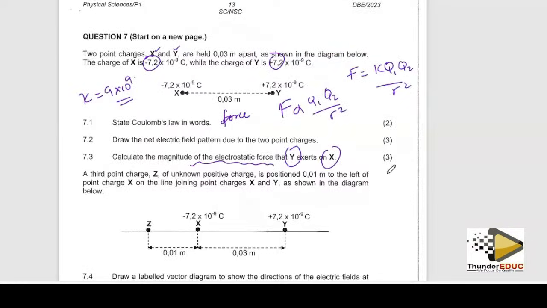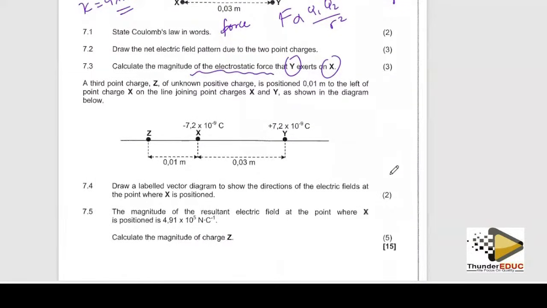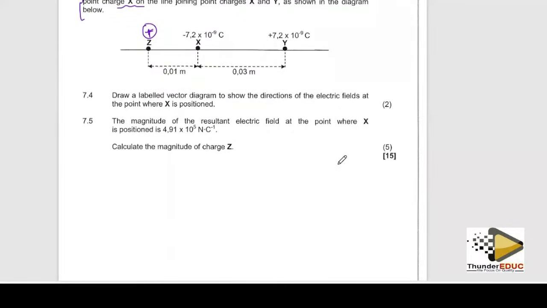Then 7.4, we have information that a third point charge Z with unknown positive charge, which means there's a positive charge somewhere there, is positioned on the line at point X. All right. Can we draw a labeled vector diagram showing the directions of the electric fields at the point where X is positioned?